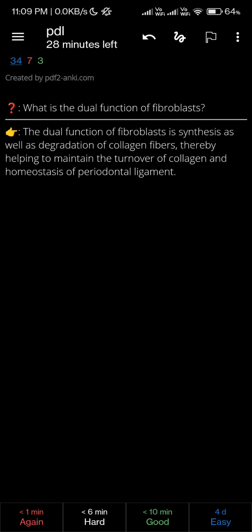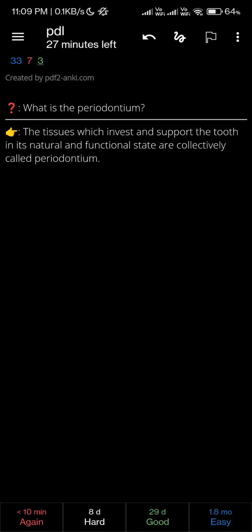They help maintain the turnover of collagen and homeostasis of the periodontal ligaments. What is periodontium? Periodontium is the tissue that invests and supports the tooth in its natural and functional state. Collectively it is called periodontal tissue.